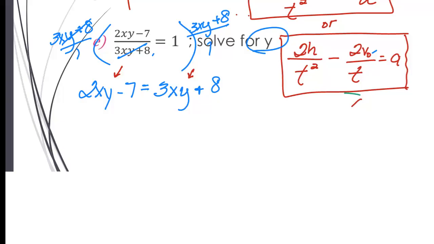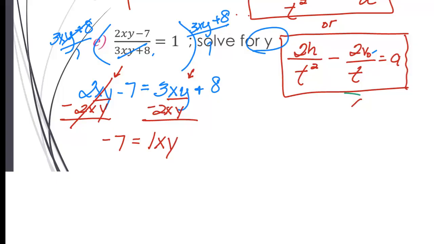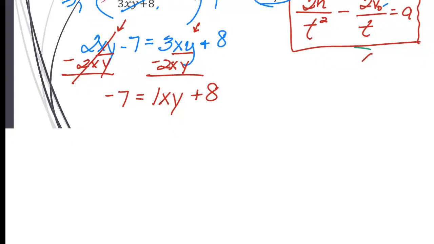Okay, yeah, because these are like terms. They end in xy, right? So let's subtract it and get them to the same side. Minus 2xy minus 2xy. And this cancels out. I have negative 7 equals 1xy plus 8. All right, somebody add on to that. Rodney, what would I do next?